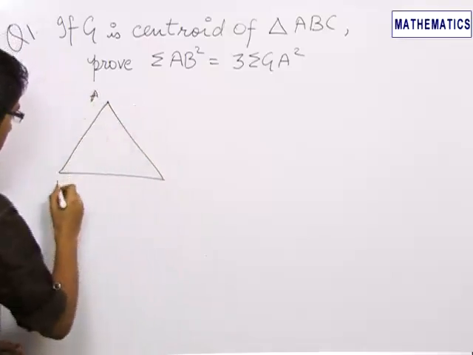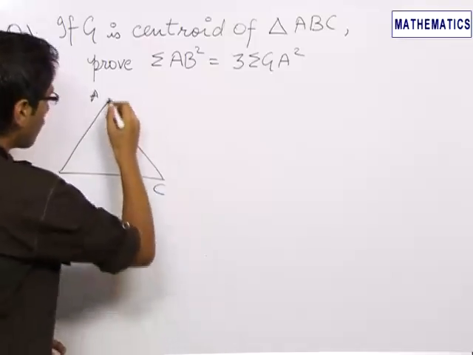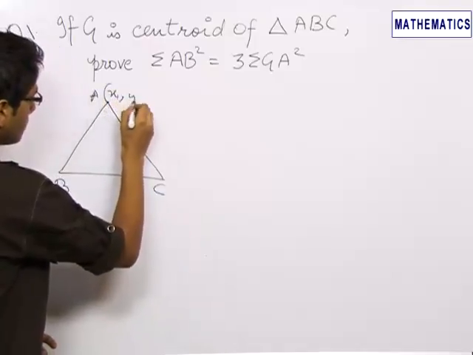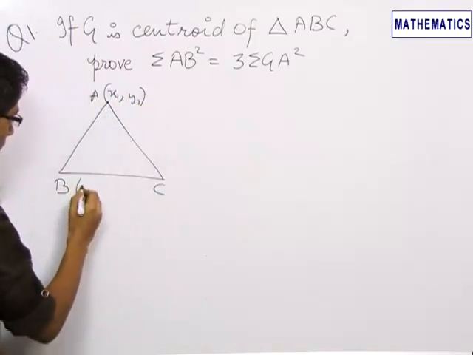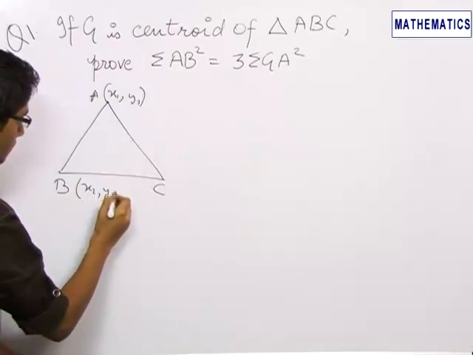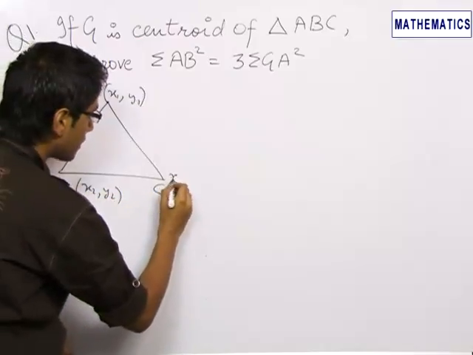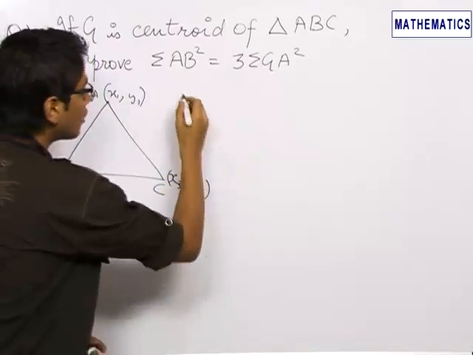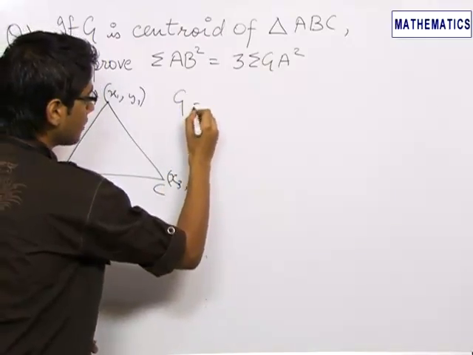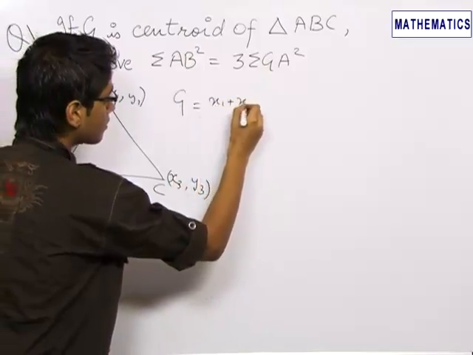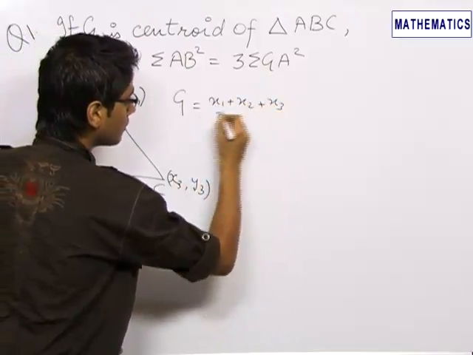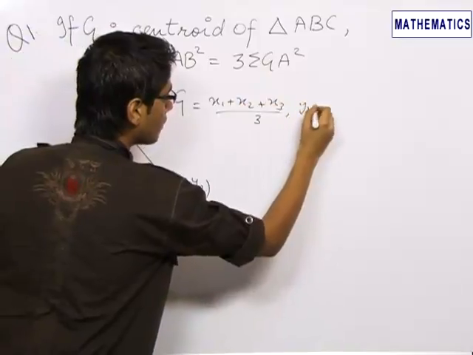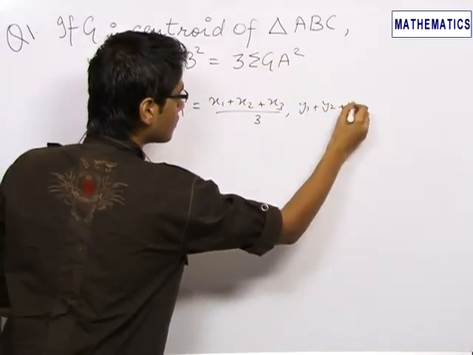If this is triangle ABC with coordinates of A as x1, y1, B as x2, y2, and C as x3, y3, then we know that the coordinates of the centroid are x1 plus x2 plus x3 by 3, y1 plus y2 plus y3 by 3.